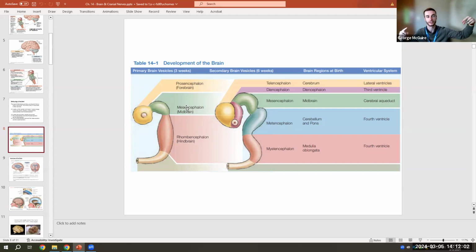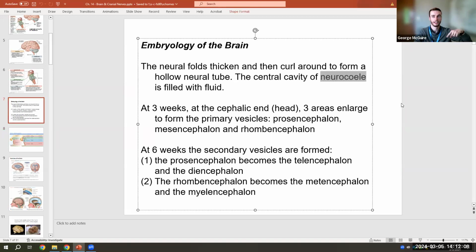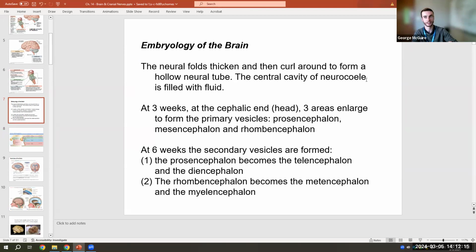fluid-filled cavity called the neurocele. Let me see where that term shows up. This. Often spelled without that E as well. So this could be neurocele like this or neurocele like that. It's referring to the same thing. That is the long tube full of cerebrospinal fluid that will eventually become your central nervous system.